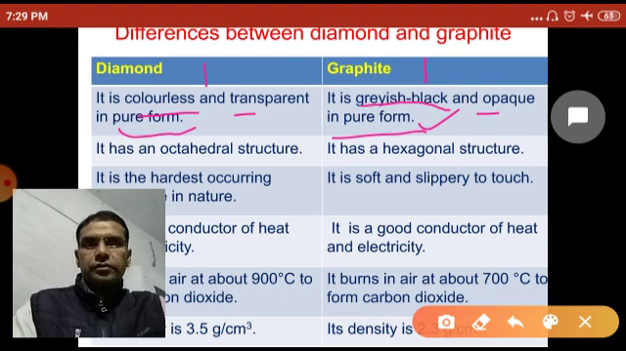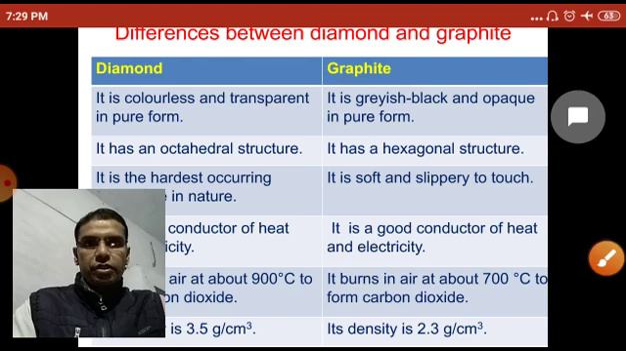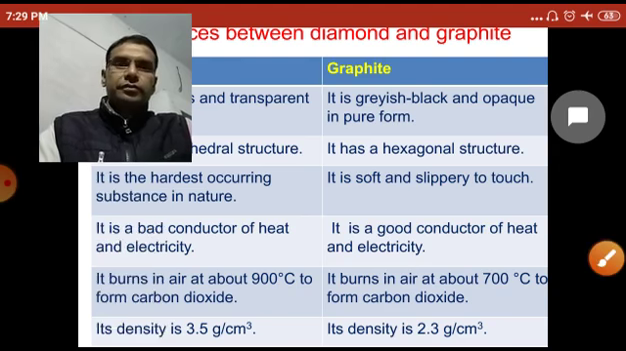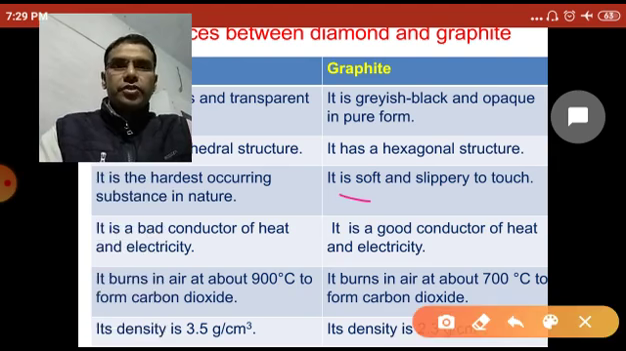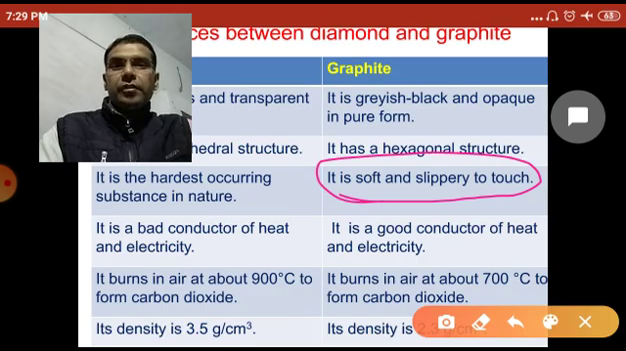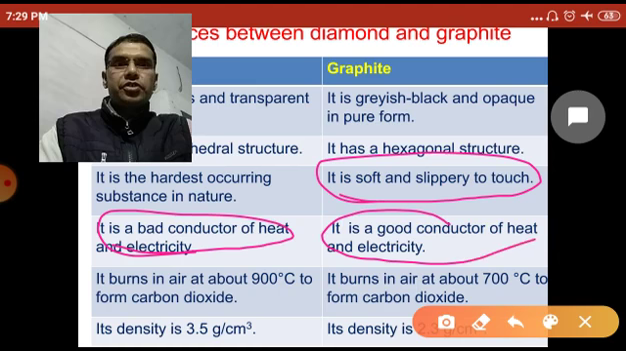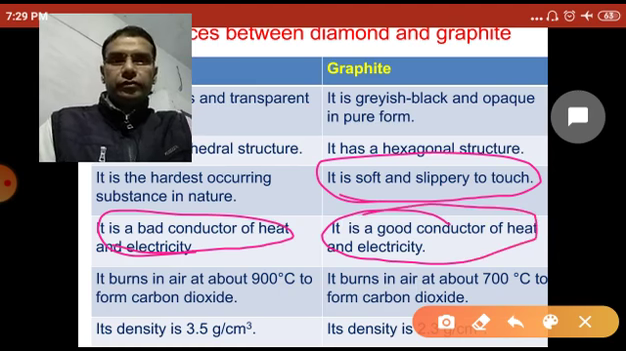Diamond has an octahedral structure. Graphite has a hexagonal structure. Diamond is the hardest naturally occurring substance on this earth, but graphite is soft and slippery to touch. Diamond is a bad conductor of heat and electricity, but graphite is a good conductor of heat and electricity.